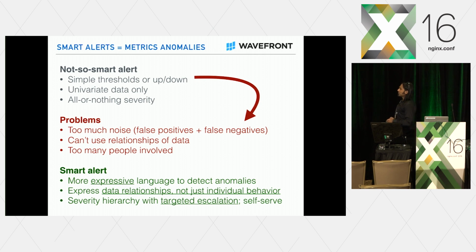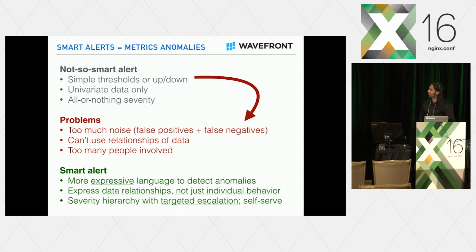And this actually means that you can't use relationships between different data sets. You can't use, for example, a ratio of one metric against another. And all this causes essentially too many people getting involved in every issue. So you have too many ops people, too many developers getting involved in these issues. It's very expensive for companies. And so that's the core problem at the heart of alerting, right? There's not a good fit between the solution and the problem space with modern cloud architectures.